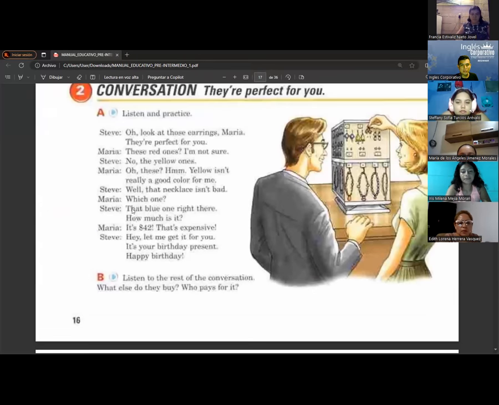Ok, tenemos esta pequeña conversación. Vamos a practicar un poco. There we go.